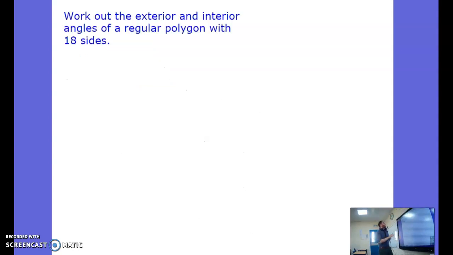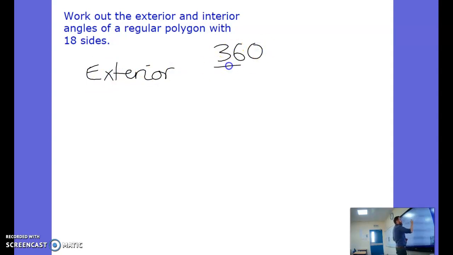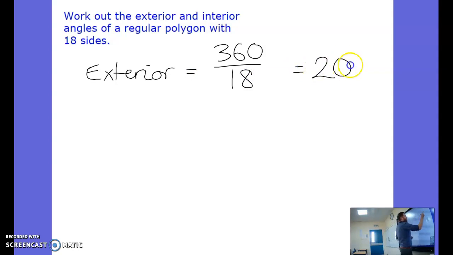Right, we're now going to work out the exterior and interior angles of a regular polygon with 18 sides, an 18-sided shape. I don't know what the technical name for that is, but we're going to work out the exterior and interior angles. Well, the exterior is going to be 360 divided by the number of sides. Remember that formula from the start? So 360 divided by 18, that is 20 degrees. So one exterior angle is going to be 20 degrees.